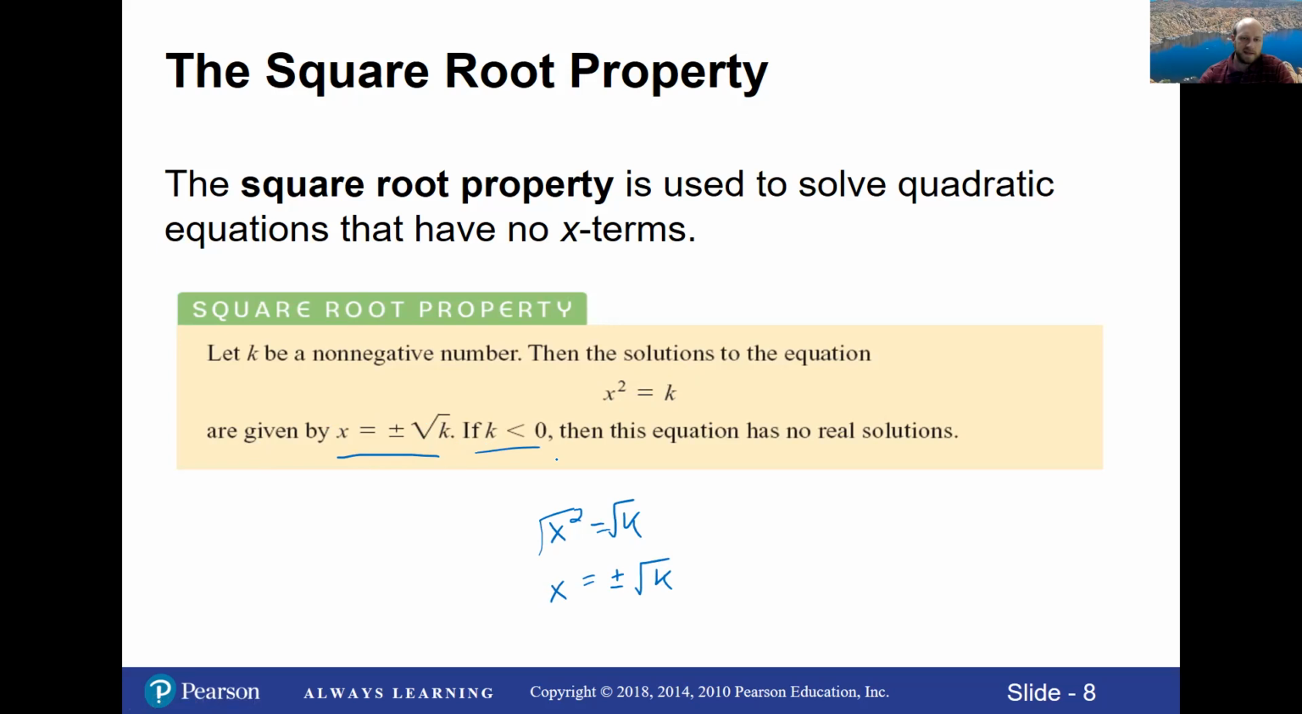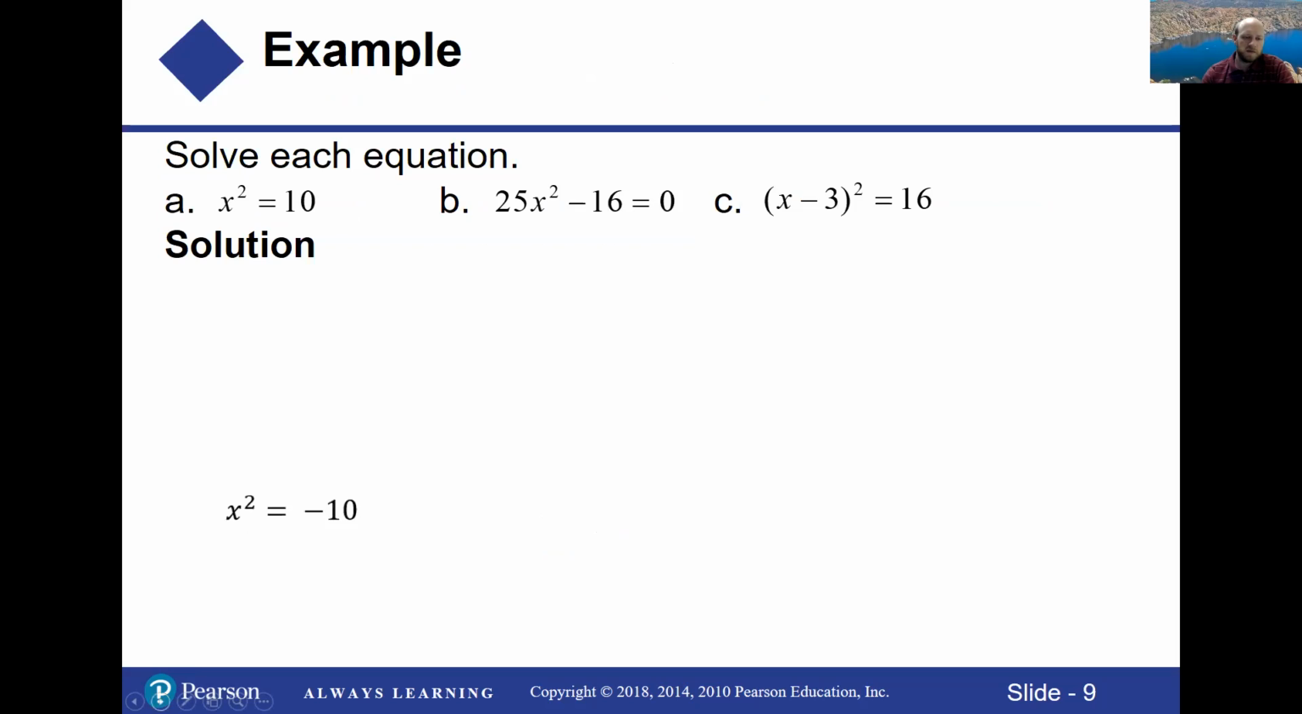If k is less than 0, then that equation is going to have no real solutions. That would be when you're trying to take the square root of a negative number. So let's go through some examples here.